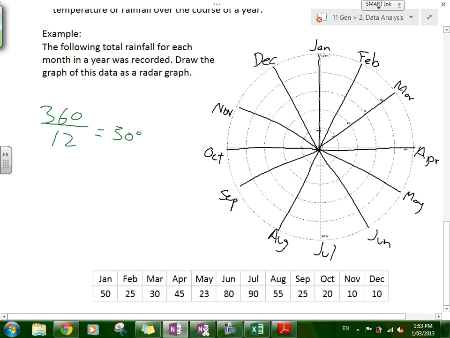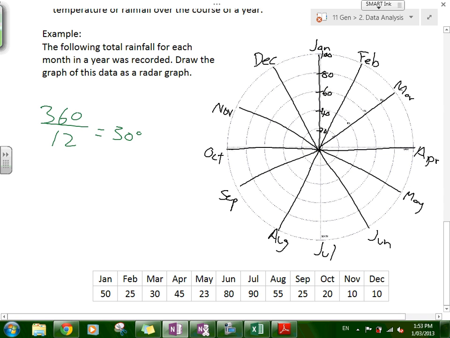What sort of interval am I going to use? Tens. Well, I don't know. I think we have to go up to 90. So we're going to have to do 20 or something. So we're going to do 20. 20, 40, 60, 80, 100. Okay?